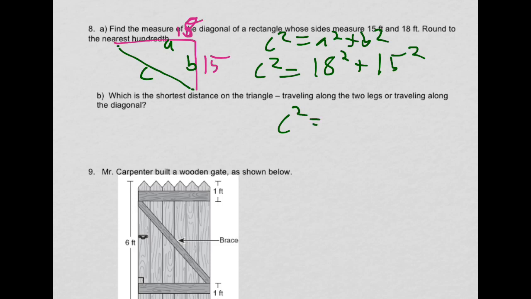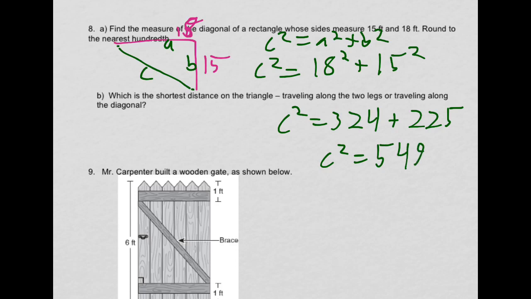Then I get C squared equals 324, which is 18 squared, plus 225, which is 15 squared. And if I add those together, C squared equals 549. But, of course, I'm not done yet because I have to take the square root of both sides.